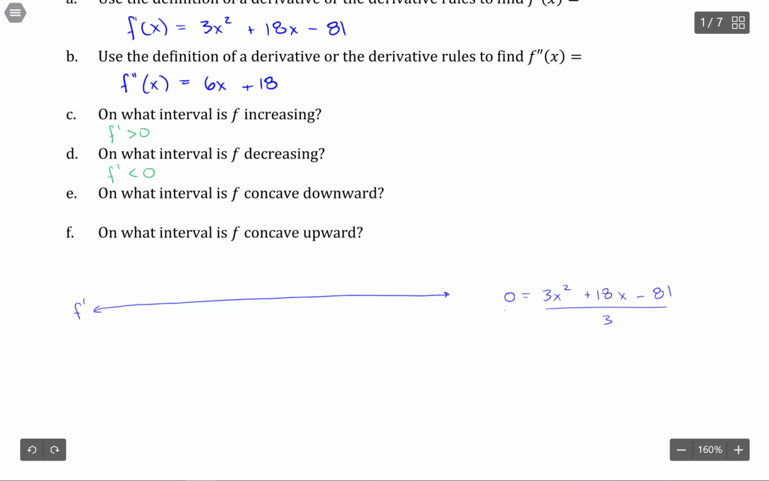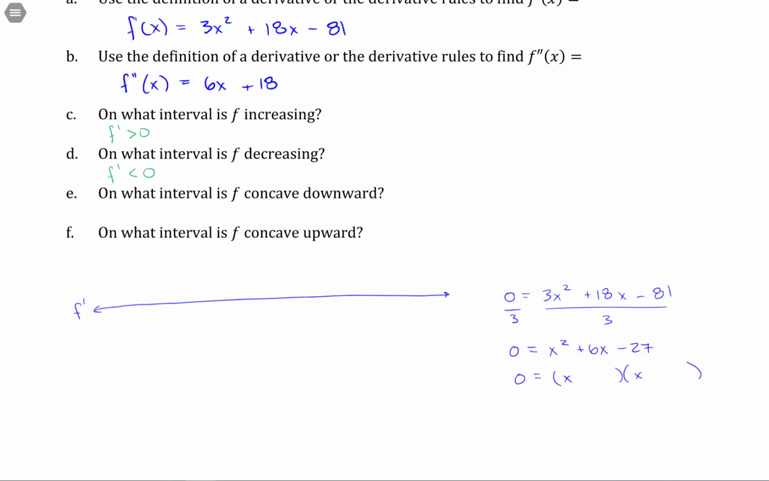So let's see, first off I can divide everything through by 3 and simplify things. So that's x squared plus 6x minus 27, I believe. And then if we factor here, x and x would multiply to x squared. 27 could be 9 and 3. And if it's positive 9 and negative 3, then that would multiply to negative 27, but add to 6. Alright, so that means I have zeros at negative 9 and positive 3. So I'll put those values on this number line.